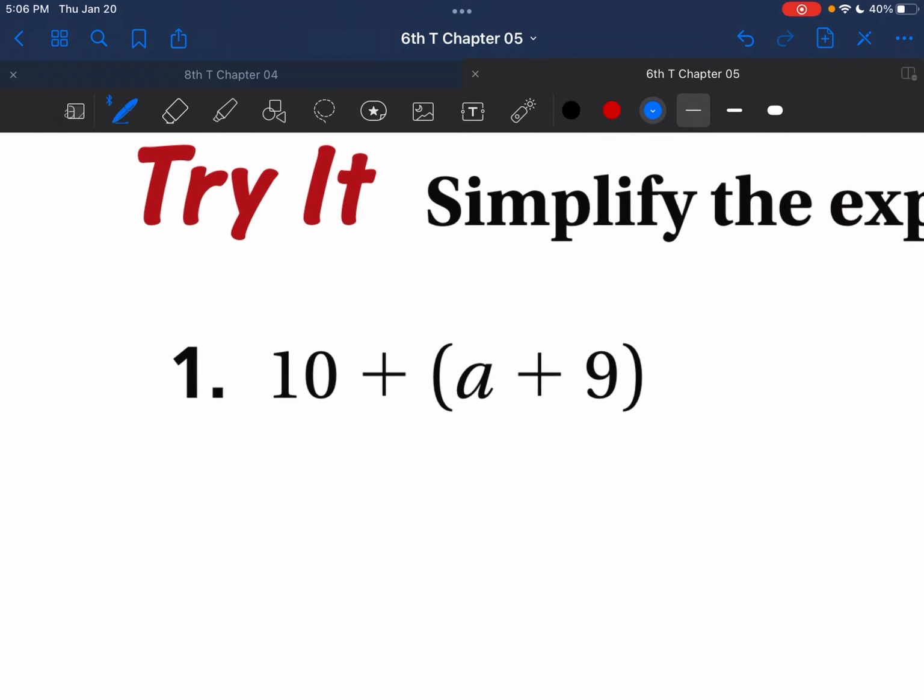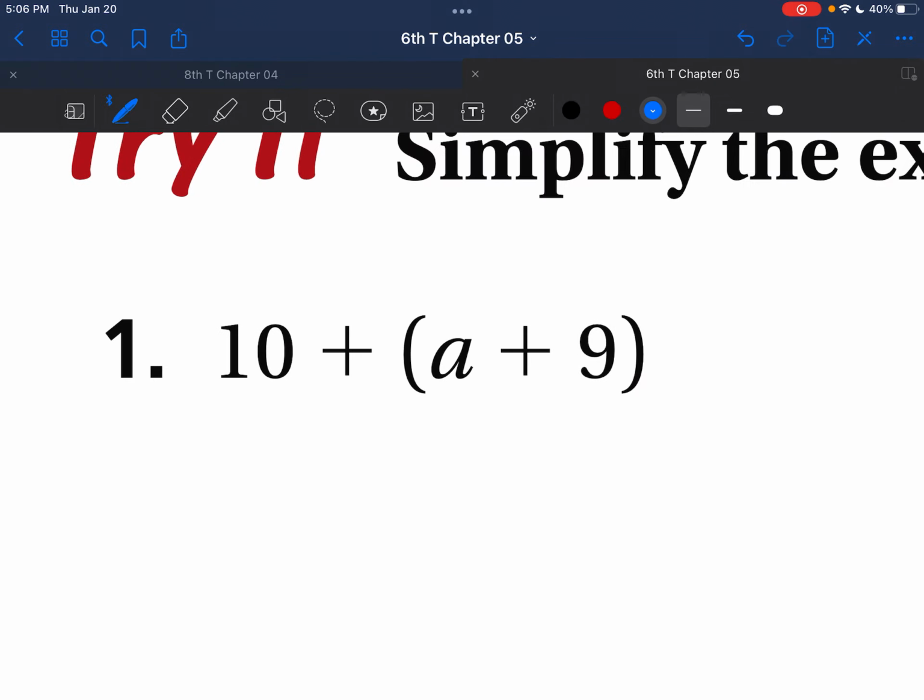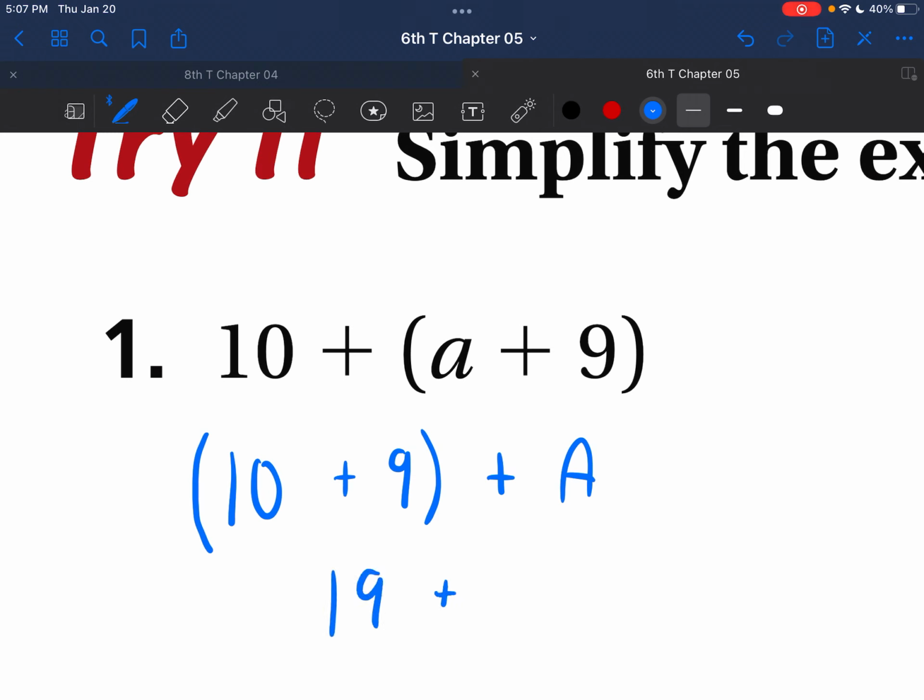Let's do a few more problems. Here we go. Can we solve this expression, or can we simplify this expression? Yes. We want to rearrange the numbers. So instead of 10 plus parentheses a plus 9, we would actually want to have 10 plus 9, close the parenthesis, plus the letter a. Can we simplify this? Yes, we can. 10 plus 9 is 19, and that would be 19 plus a. There we go.